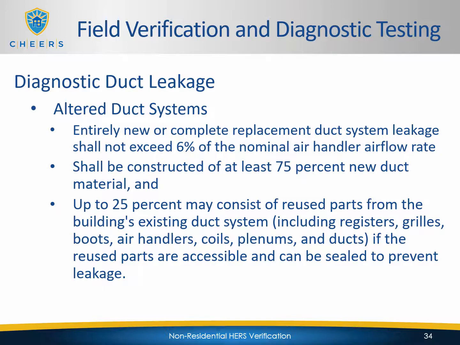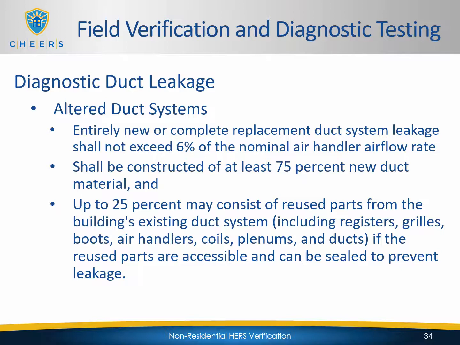So that first category, the entirely new or complete replacement duct system, is going to be the same as what we saw for the new construction, a new duct system. It shall not exceed 6% of the nominal air handler airflow rate. So what is an entirely new or complete replacement duct system? That will be 75% new duct material. So this includes the actual duct work itself, any Ys, any register boots, any of the materials that make up that duct system. At least 75% of it has to be new.